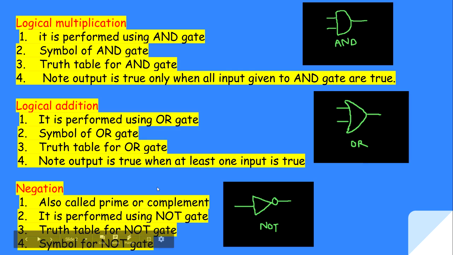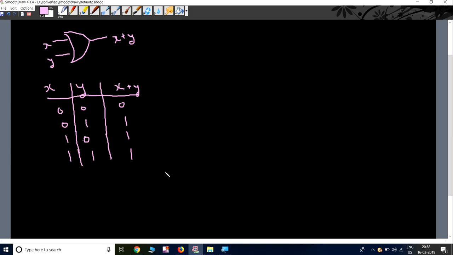So let's look at our fourth point. Note: output is true when at least one input is true. Look at this, at least one input is true. So from the truth table, you see, for the first combination, both the inputs x and y were false. So therefore, your output was false as well. But for the rest of these three combinations, at least one of them was true, or it can be all of them. Even if all of them are true, your output would still be true.